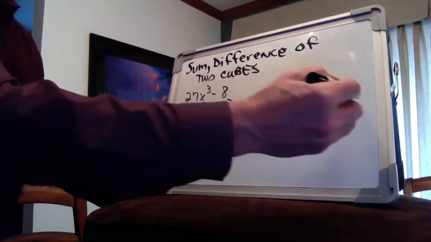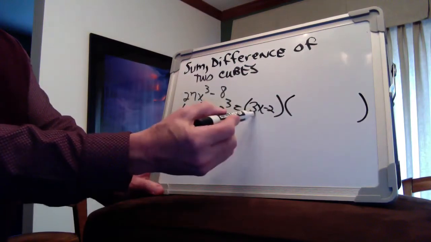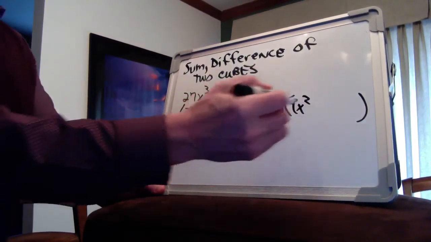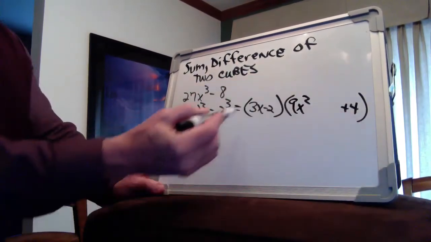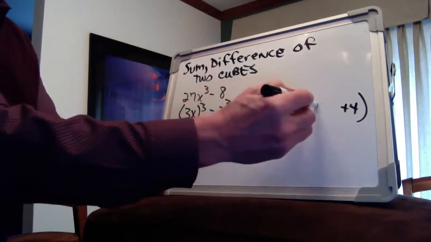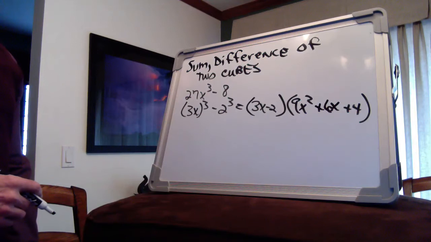And then to get your trinomial, you do the same thing as in the previous two problems. You're going to square this first term, so you're going to have 9x squared as your first term. Square this. Then multiply these two together and change the sign, so that's plus 6x.